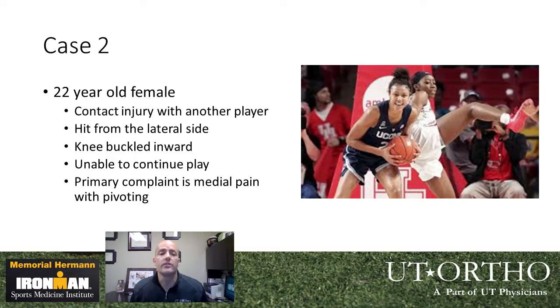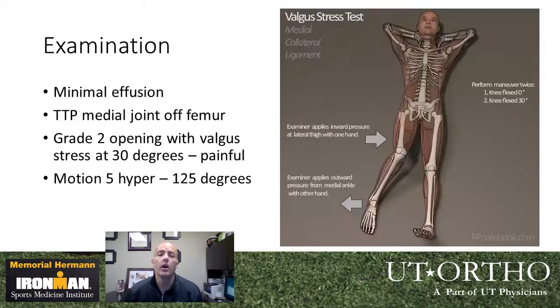Case 2 is a 22-year-old female college basketball player who had a contact injury with another player while going for a rebound. She was hit from the lateral side, her knee buckled inward. Unable to continue play, had to be removed from competition, and her primary complaint is medial pain that's worse with pivoting. On her evaluation, minimal effusion, she's tender to palpation just off the femur. She has grade 2 opening with valgus stress at 30 degrees, and it's painful.